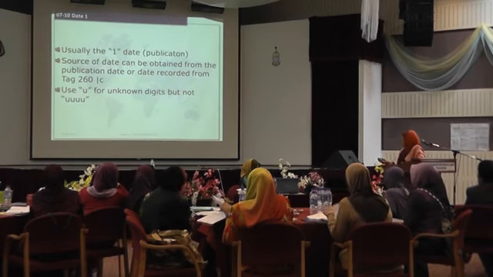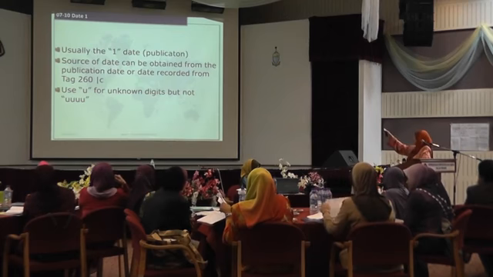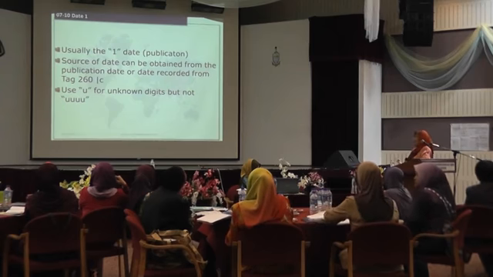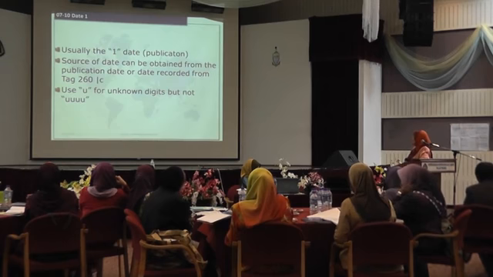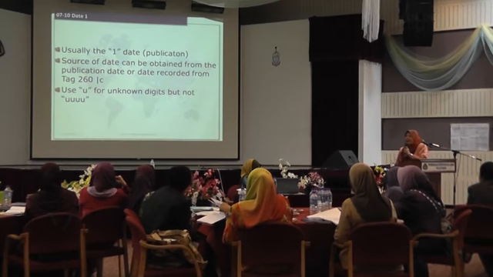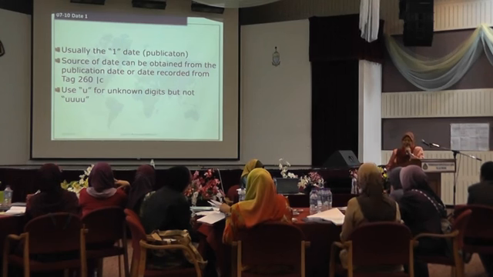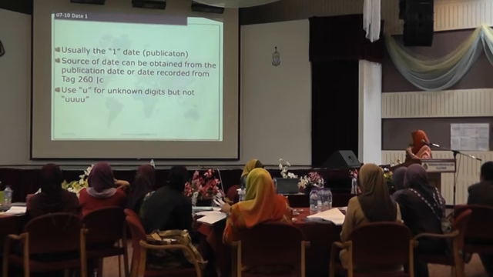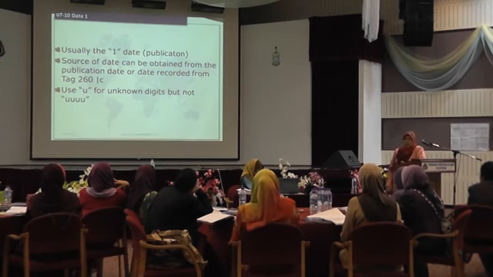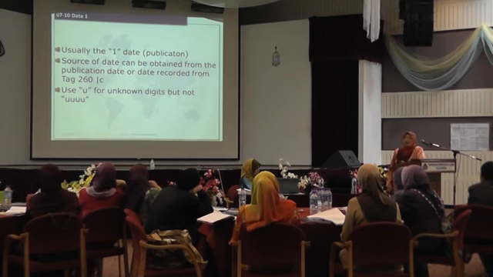Right. The date 1, publication, positions 07 to 10 per character position, date 1. The date 1, publication source date can be obtained from the publication date or date recorded from tag 260C. So meaning that the C, that one must be filled. It is mandatory that you fill it, unless it's a serial, then you don't fill it. Don't put the 0 date, because only the first date matters. That one too, you don't know when it will cease. And then use U for unknown digits. You can put 19UU or 20UU, that is possible. Or else you just guess and put a questionable date.